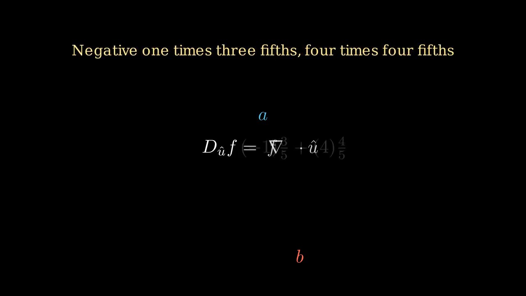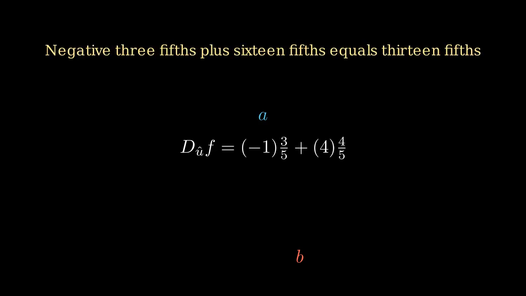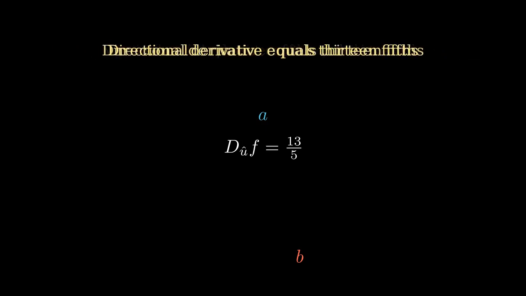Using the direction 3/5, 4/5, we compute -1 times 3/5 plus 4 times 4/5. -1 times 3/5 is -3/5, and 4 times 4/5 is 16/5, and adding these gives 13/5. So the directional derivative at this point in this direction equals 13/5.